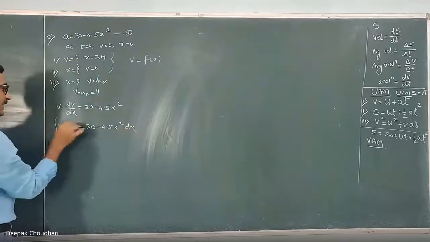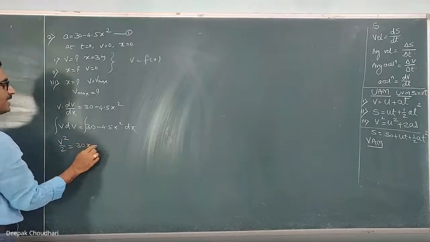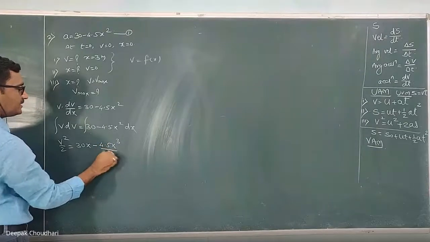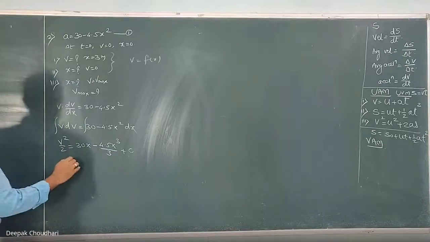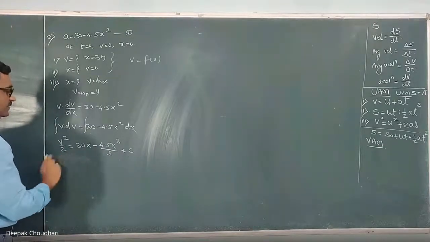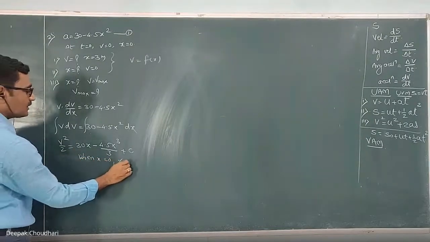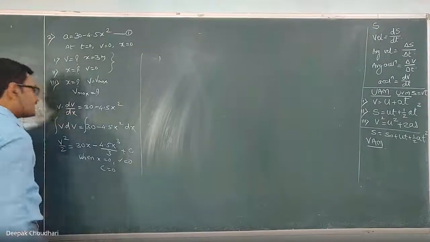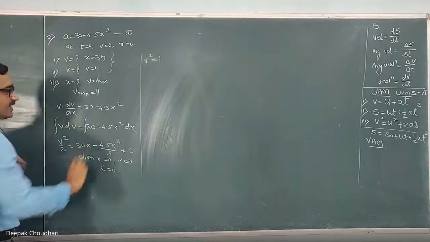Separate the variables, integrate both sides, solve that integration: v square upon 2 equal to 30x minus 4.5 x cube upon 3, plus the constant of integration c1 or c. Am I right? And now use the boundary condition. So when x equal to 0, v equal to 0. If I substitute, c will also be equal to 0. So the equation of the velocity becomes v square equal to, I am substituting this c in this equation, I am writing the generalized equation.